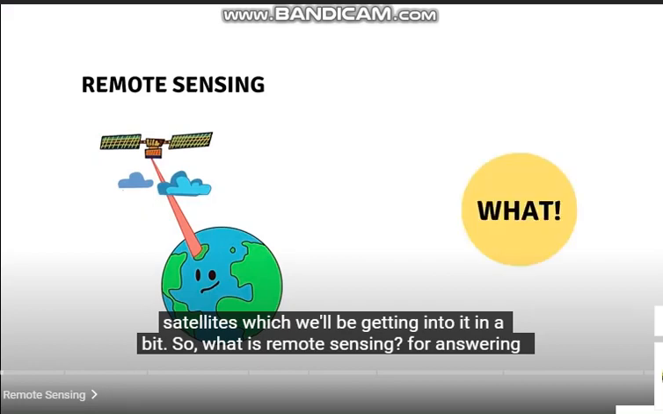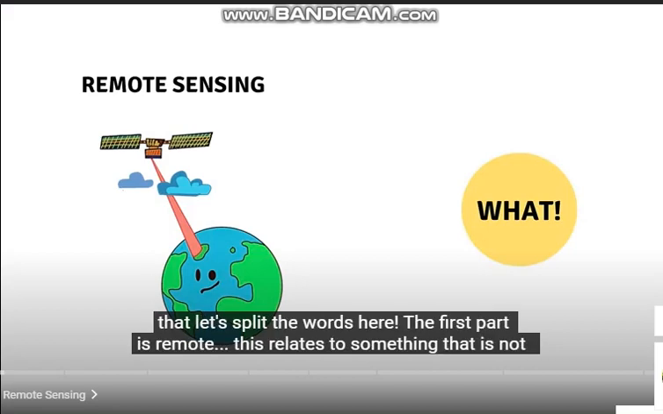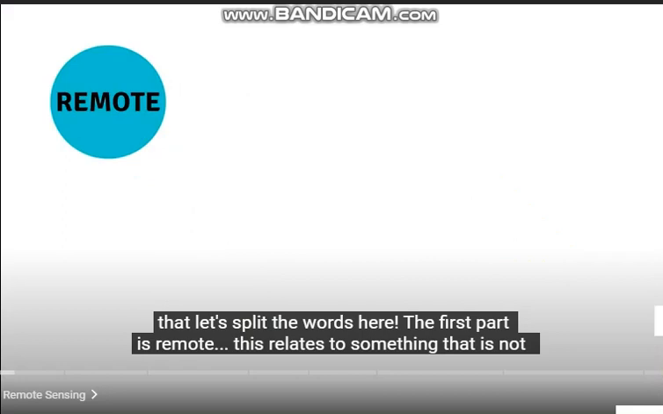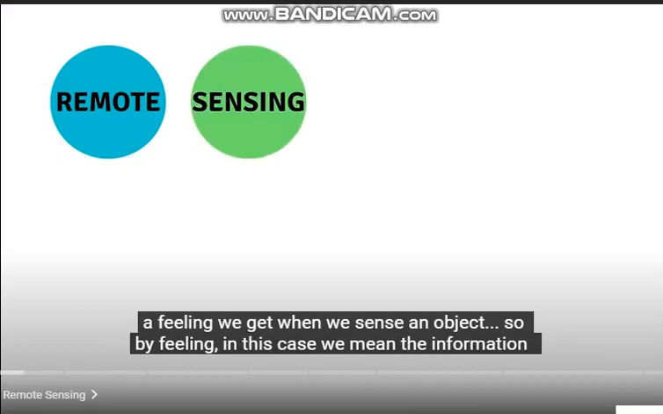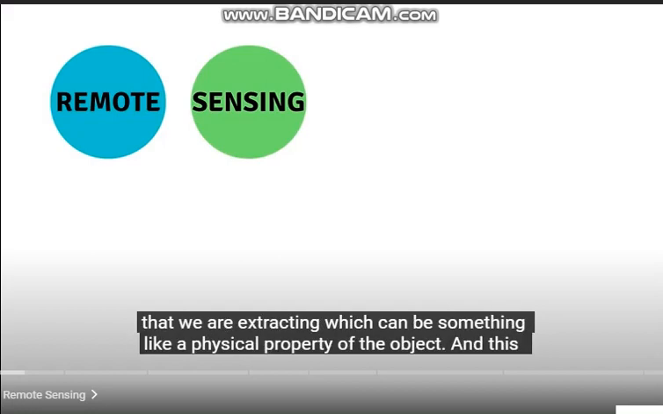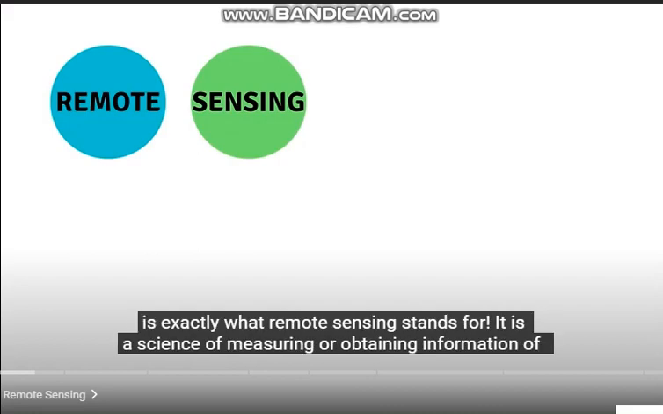So what is remote sensing? For answering that, let's split the words here. The first part is remote. This relates to something that is not physically touching the object of our interest. And the second part, sensing, can be interpreted as the feeling we get when we sense an object. By feeling in this case, we mean the information that we are extracting, which can be something like a physical property of the object. And this is exactly what remote sensing stands for.